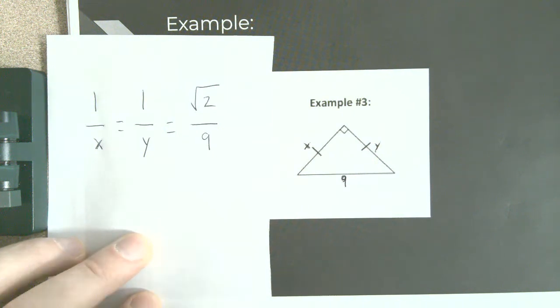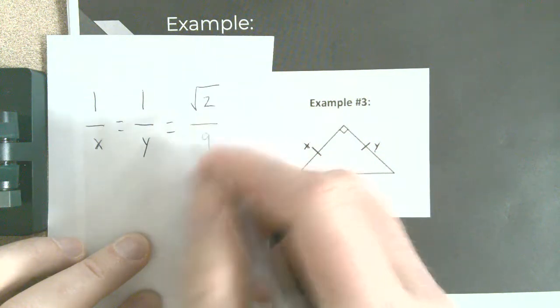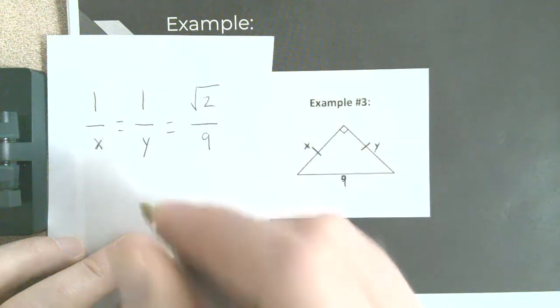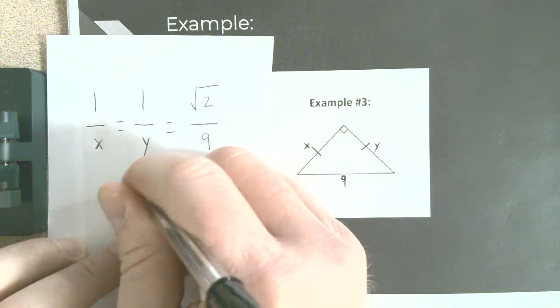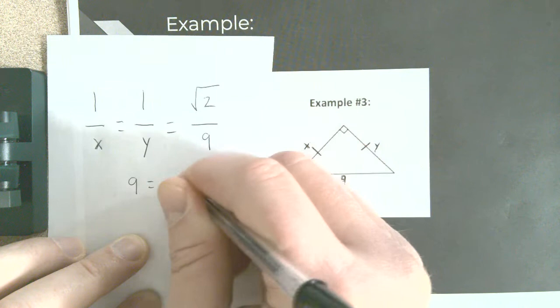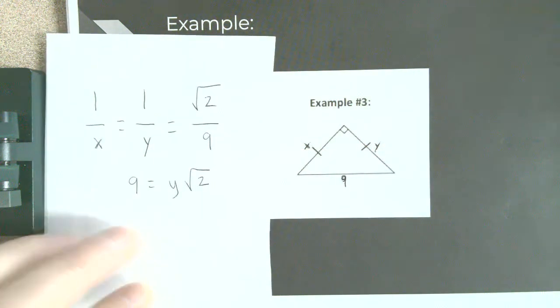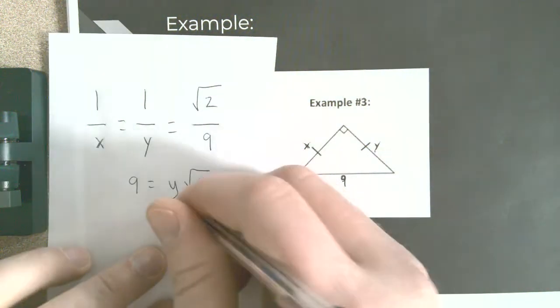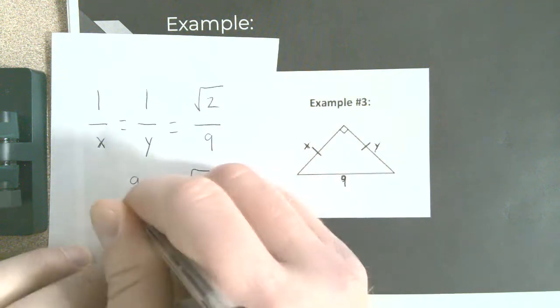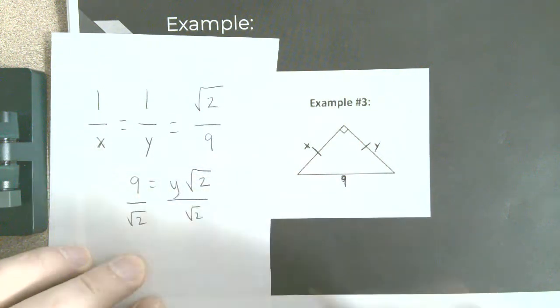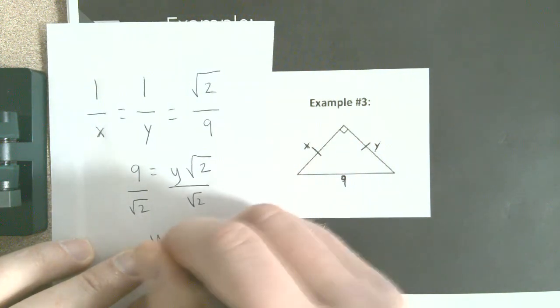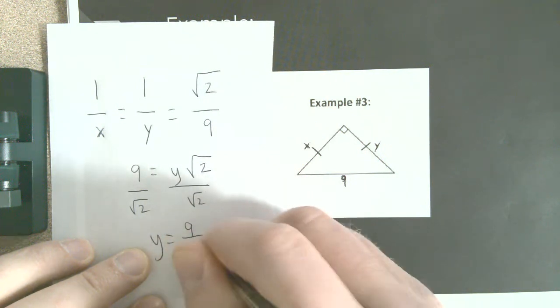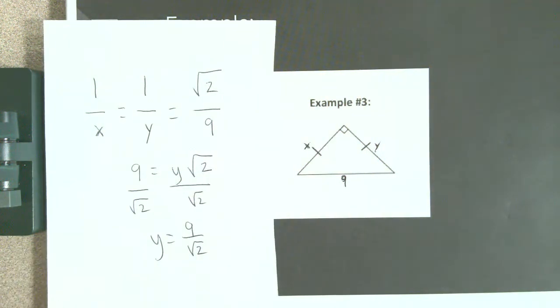If I then go ahead here, I'm going to just solve for y because it's closest here to the fraction we know. So 1 times 9 is 9, y times radical 2. And then if I divide by radical 2, y is going to be 9 over radical 2. Now you can leave your answer in this form.